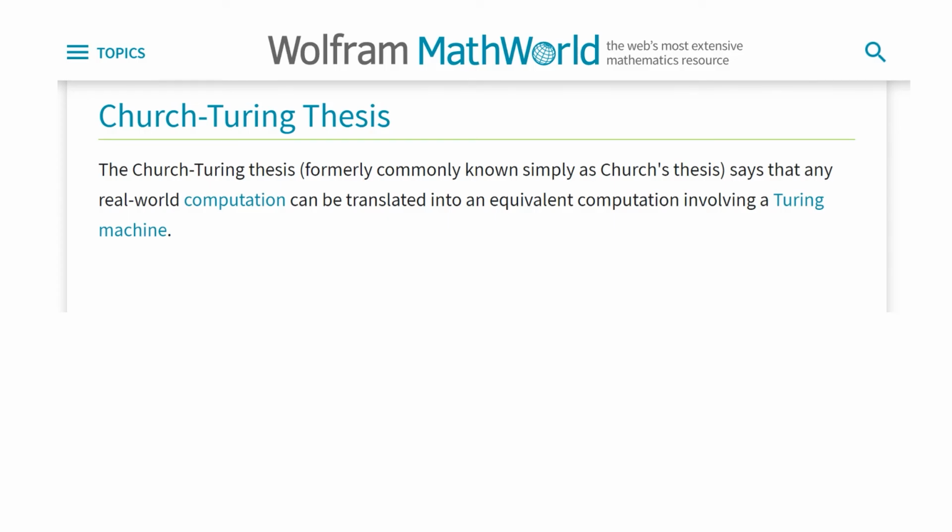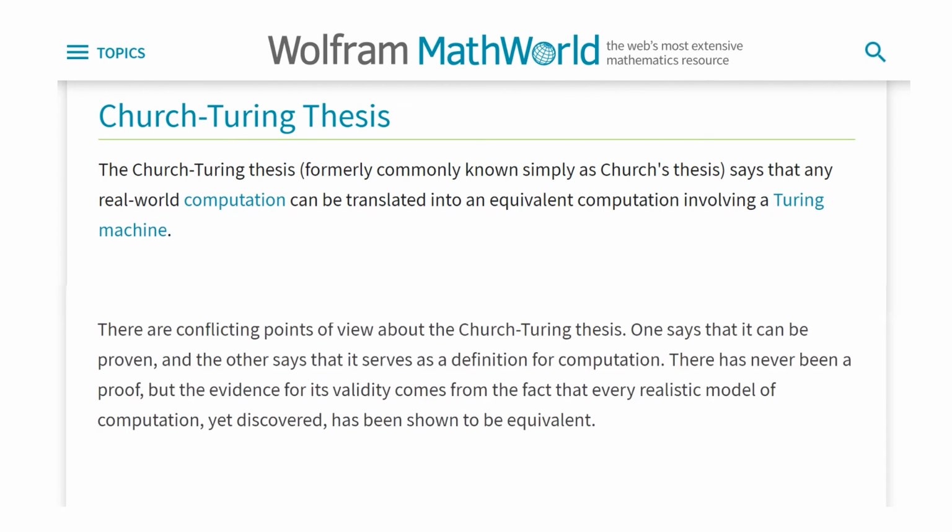The answer is the Church-Turing thesis. The Church-Turing thesis, formerly commonly known simply as Church's thesis, says that any real-world computation can be translated into an equivalent computation involving a Turing machine. It must be stated, though, that there are conflicting points of view about the Church-Turing thesis. One says that it can be proven, and the other says that it serves as a definition for computation.